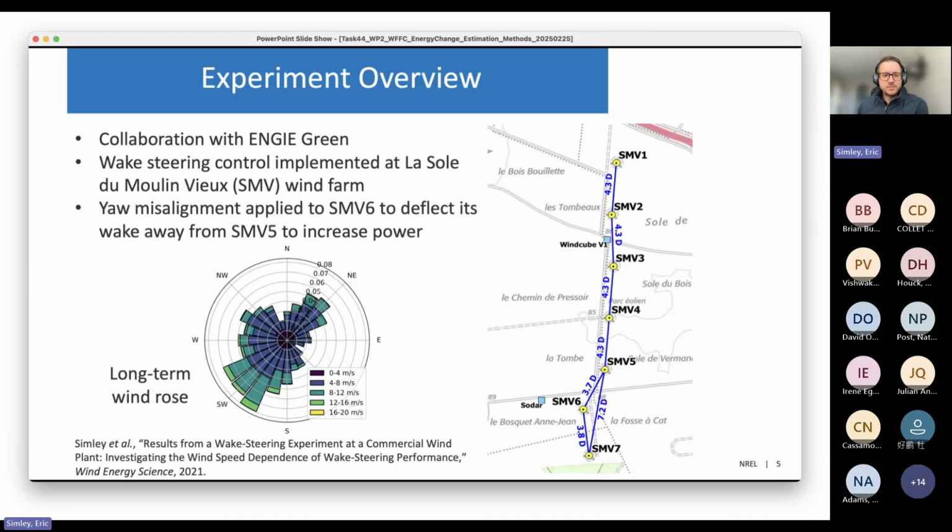And just showing the long-term wind rose at the site. Really the prevailing wind direction is southwest, so aligned with the pair of turbines we're focusing on. So we're able to collect a lot of data when the downstream turbine was waked by our wake steering turbine.